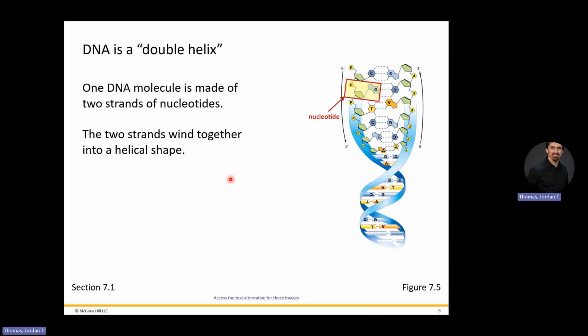DNA is also what's called a double helix. One molecule of DNA is made of two strands of nucleotides. The two strands are wound together into a helical shape. So you can see here, we have one strand that goes this way and one strand that goes this way. They are joined together, and these are hydrogen bonds that are joining them together by their nitrogenous bases. And when they're joined together, they're twisted into this shape, this double helix. Double because it has two strands, a helix because it's twisted. So DNA put together makes this double helix formation.